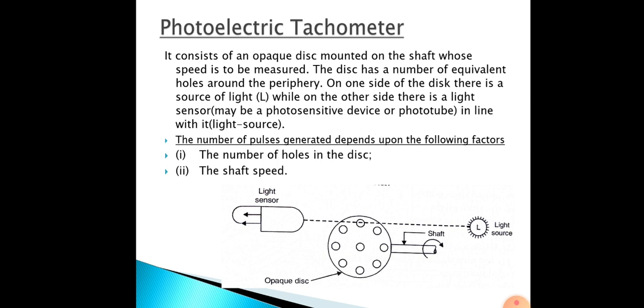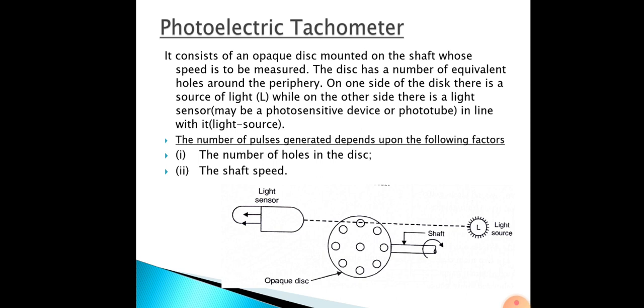So whenever the light goes through the hole, the light sensor will sense the light and give one pulse. When the opaque portion comes, the light source is blocked by the disc and the light sensor will not produce any pulse. These pulses are counted and measured through an electric counter.